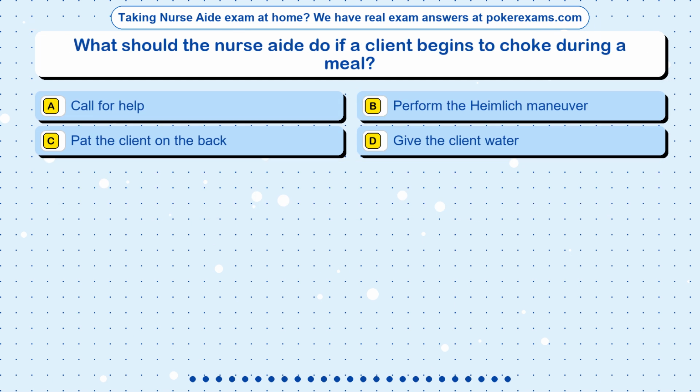Question 25. What should the nurse aide do if a client begins to choke during a meal? Option A, call for help. Option B, perform the Heimlich maneuver. Option C, pat the client on the back. Option D, give the client water.